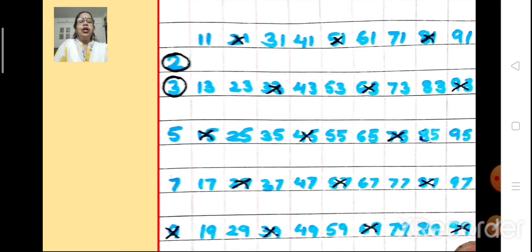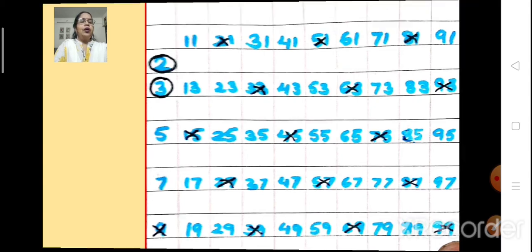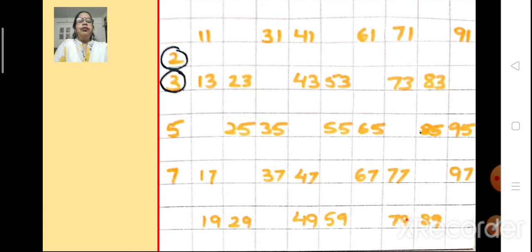2 and 3 are prime, and all the other crossed out numbers are composite numbers. All the multiples of 2 that we have removed and also the multiples of 3, these are all composite numbers. 2 and 3 are prime numbers. In this step we have removed all the multiples of 3 also. They are all composite numbers.